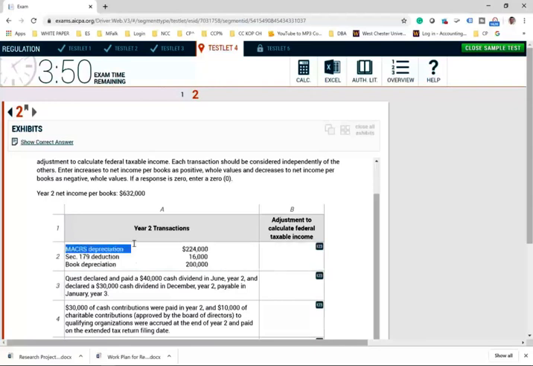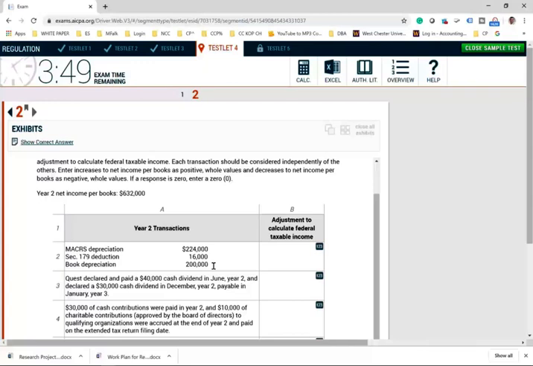They're telling you MACRS depreciation is 224. You need to know immediately that MACRS depreciation is tax depreciation. Section 179 deduction is 16,000. That's also a tax deduction. Book depreciation is 200,000. So what are they telling us here?